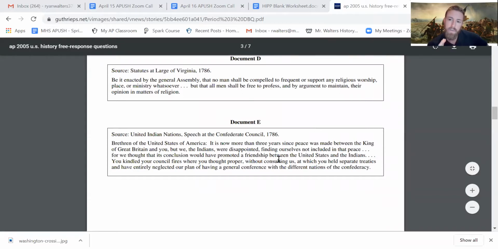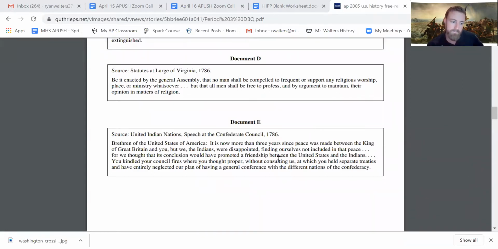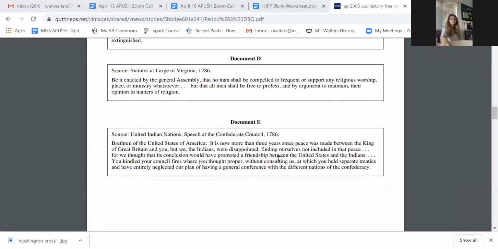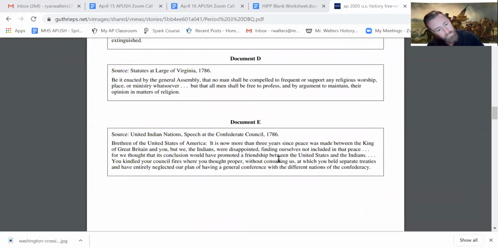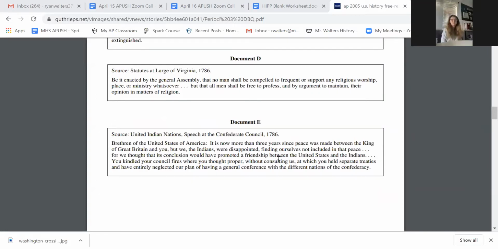Now, where do you put this? Political, societal, or economic? I say societal. Why? Because this is completely changing. Like America, based here, the Puritan colonies, where if you were not Puritan, you were kicked out of the colony. And America has always been like focused on religion. And now we have Virginia saying you don't have to be part of a religion. And this is changing the society at the time.